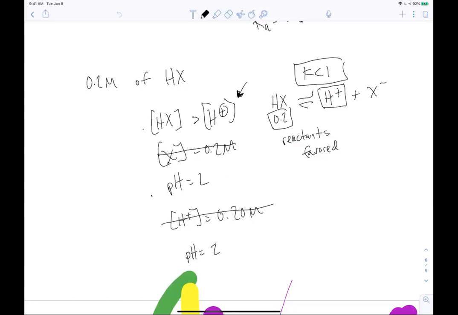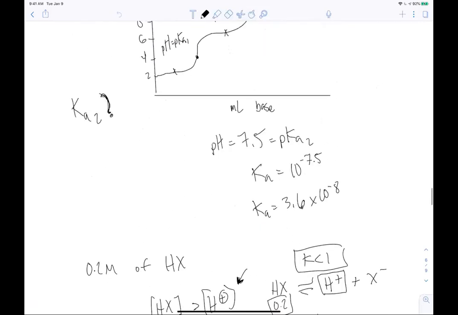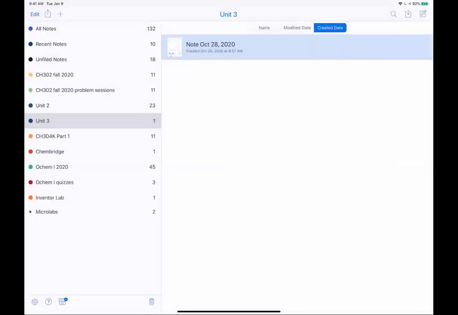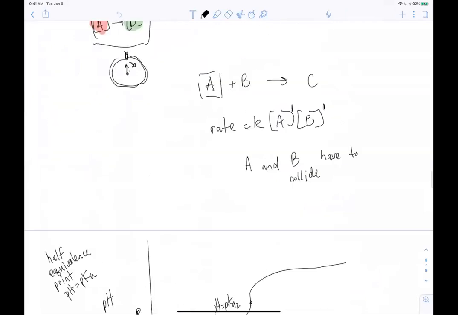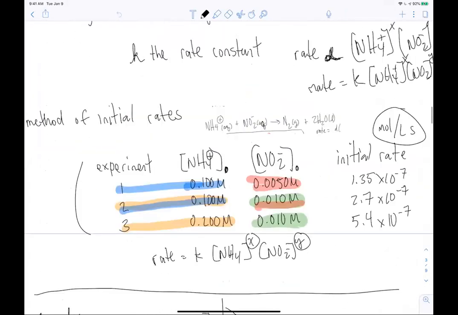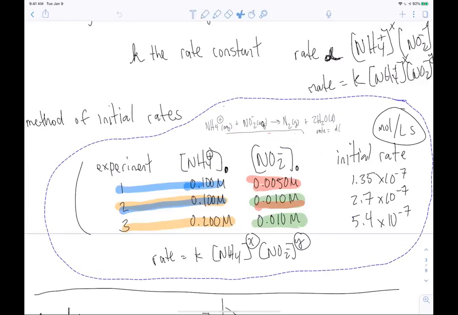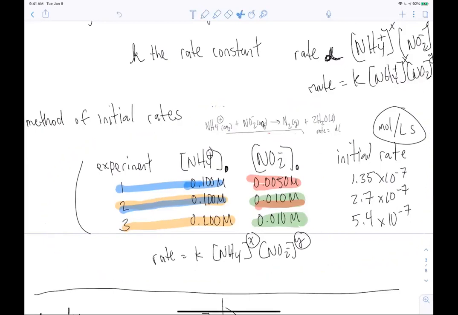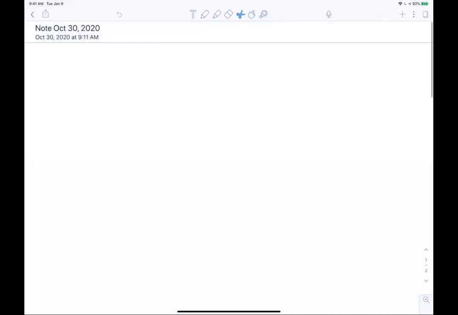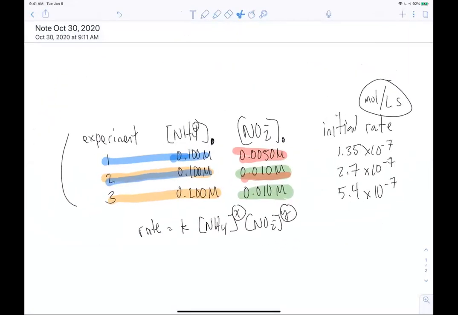Okay, so anyways, we left off talking about the method of initial rates. This is, where am I? This is correct. Oh, because that's from office hours. Okay. Let me copy and paste this. So we're looking at the method of initial rates. This is sort of the beginning for kinetics. And we looked at rate laws. And I tried to convey some of the differences between thermo and kinetics.